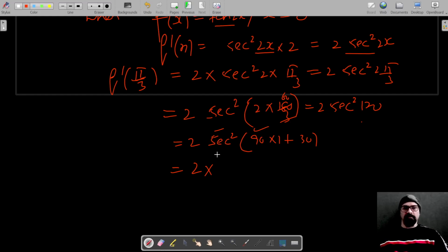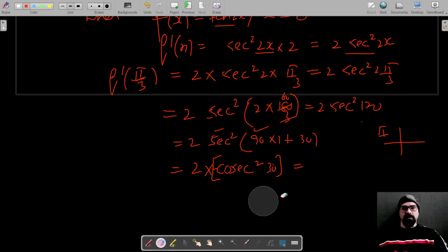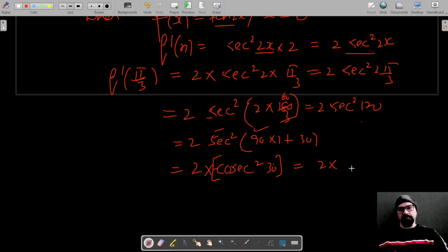So 90 means change, secant becomes cosecant, and we are in the second quadrant where this is negative. So this is negative cosecant square 30. And now cosecant 30, sine 30 is reciprocal, which is negative 2 square, so which is equal to 8. So the answer for this is 8.